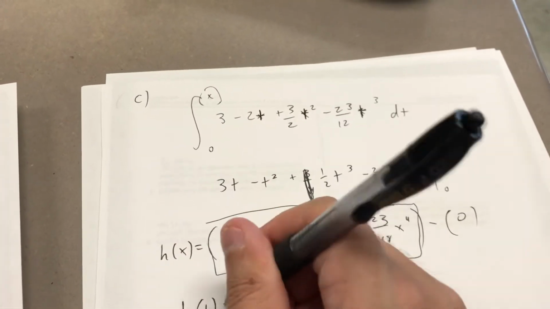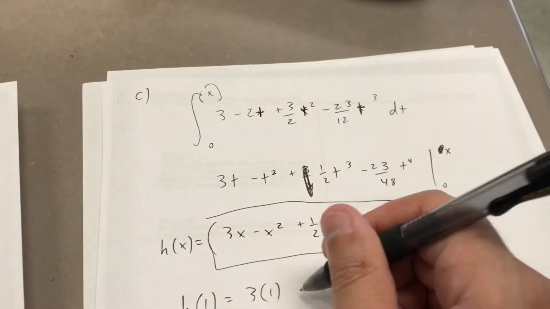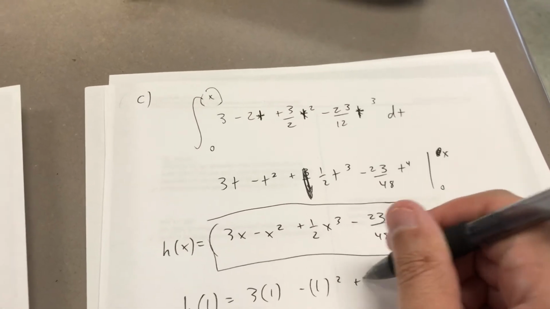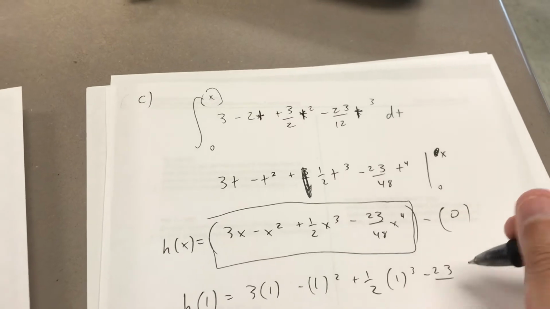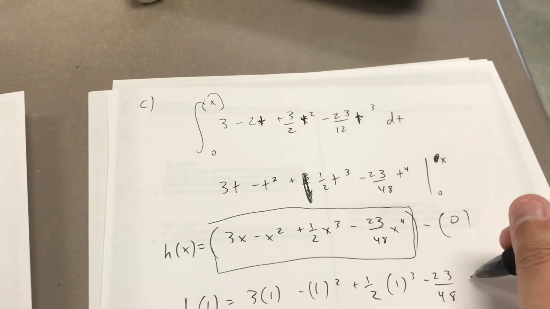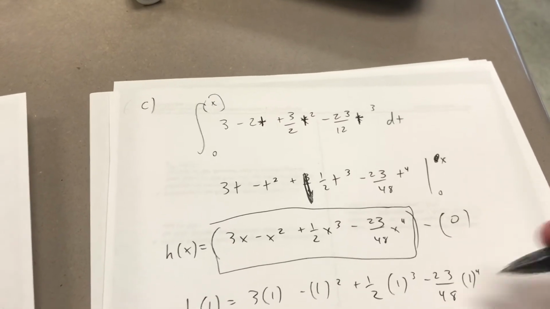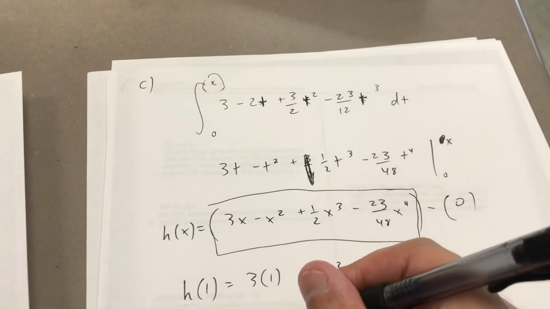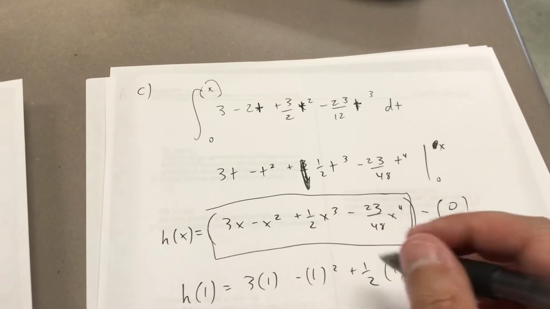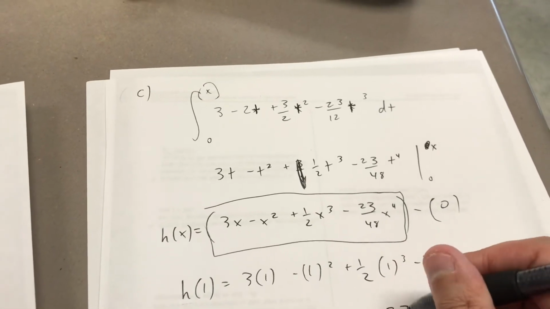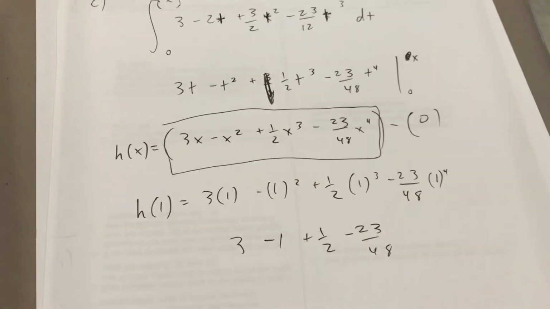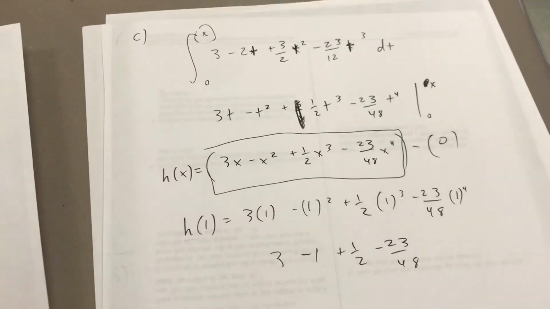So h of 1 would be equal to 3 times 1 minus 1 squared plus 1/2 times 1 cubed minus the oh so catchy minus 23/48 1 to the 4th. And so that's going to be 3 minus 1 plus 1/2 minus 23/48. I believe if you just left that, they would take that.